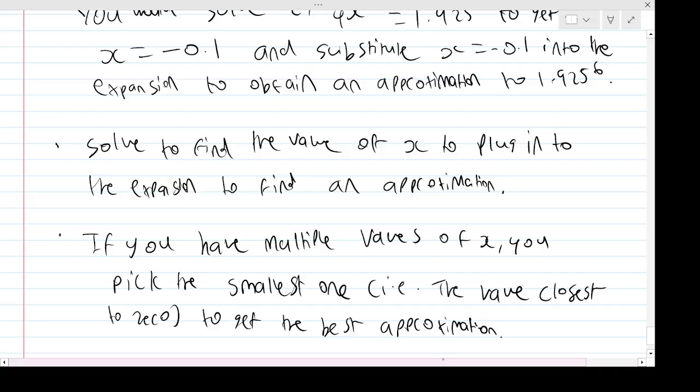So there we are then. So that's binomial expansion. So that's the end of this chapter. So I'll see you next time.